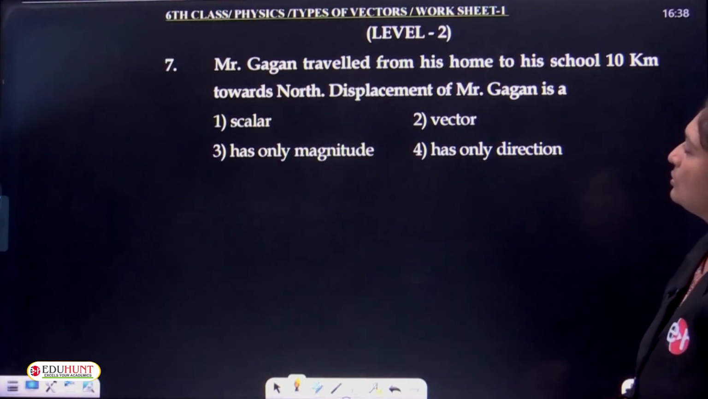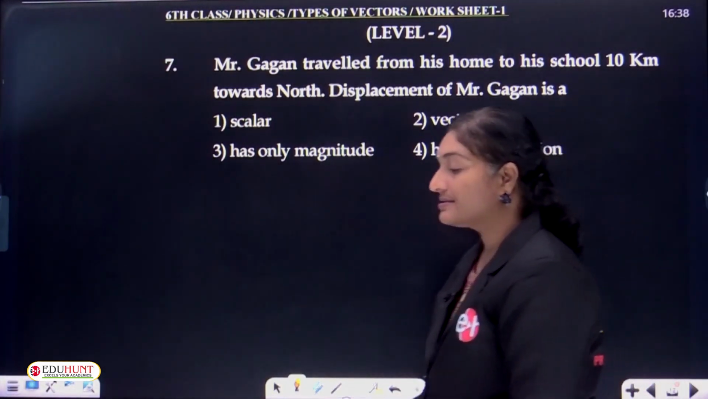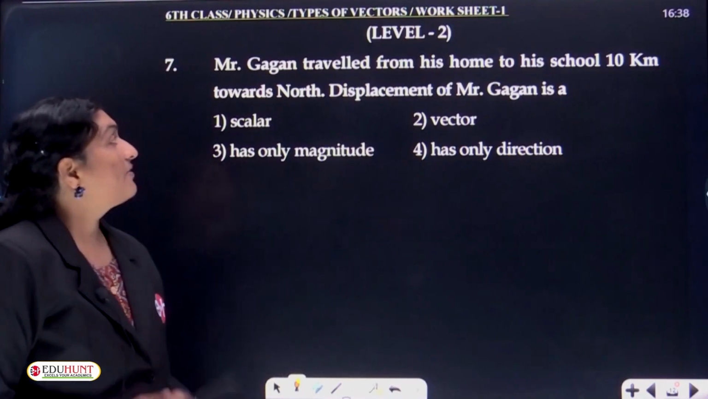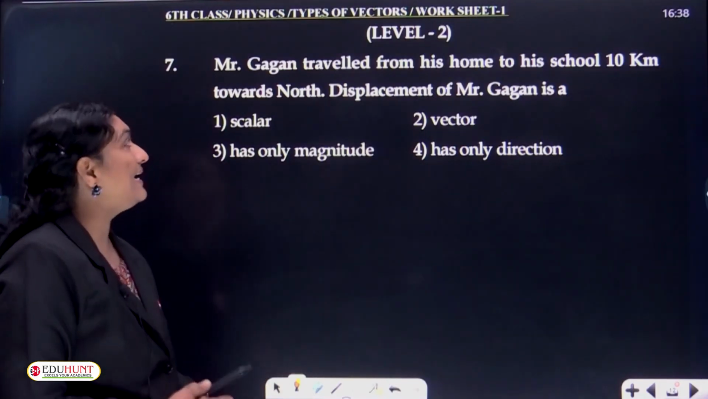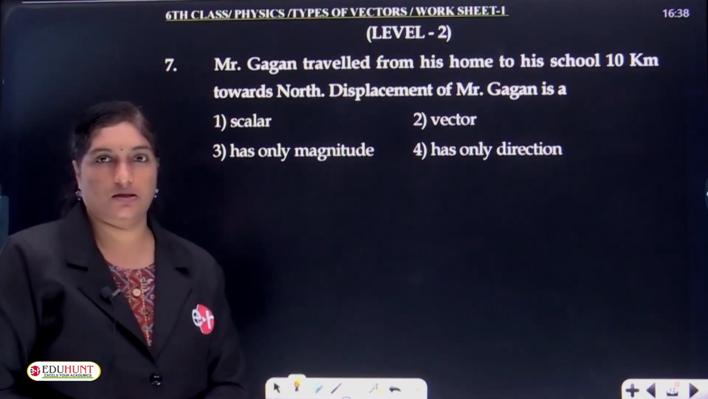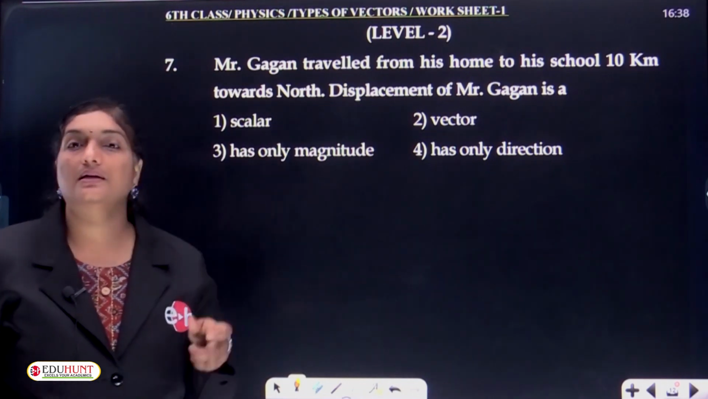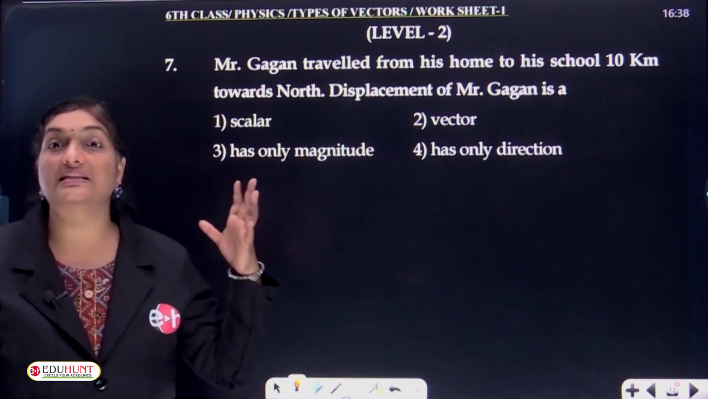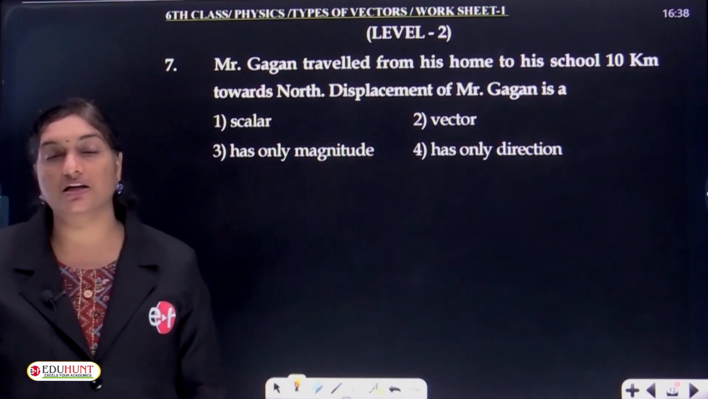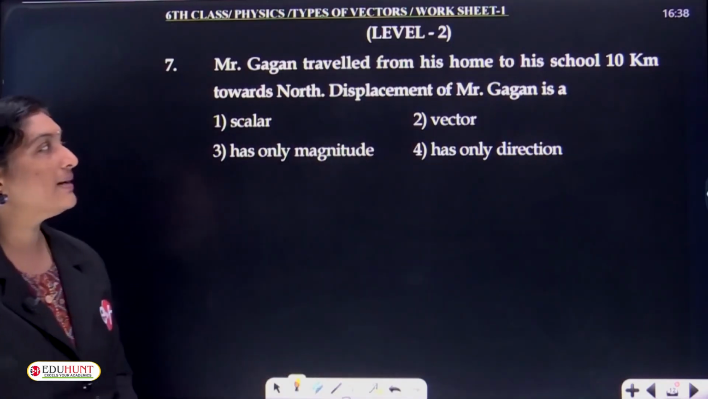Okay. So level 2, question number 7. Mr. Gagan traveled from his home to his school 10 kilometers towards north. So what is he doing, children? This person Gagan has traveled 10 kilometers towards which direction? Towards north.